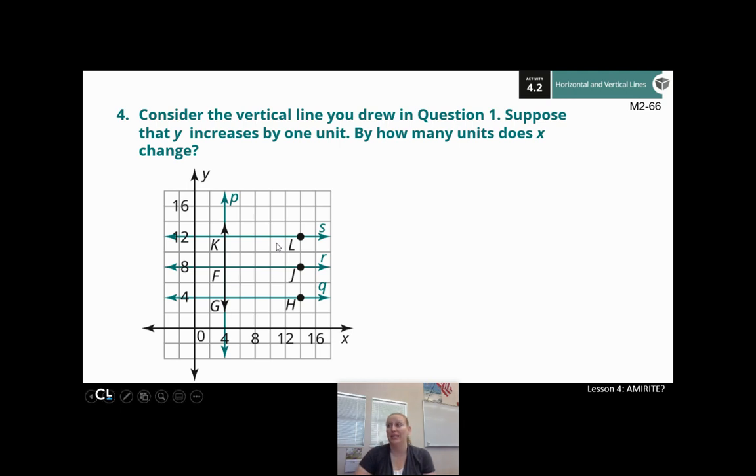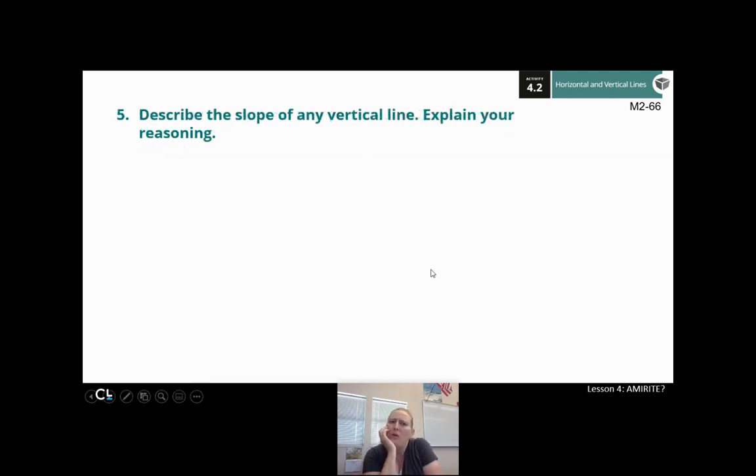Well, I hope you noticed that it didn't matter how much your y values went up. Your x values didn't change at all. The value of x did not change. There was no side-to-side movement, right? If we're dealing with that vertical line, it's just going up and down. So the value of x does not change. So how does this help you describe the slope of any vertical line? Go ahead and hit pause, write down your thoughts on that, and then hit play when you're ready to keep the discussion going.